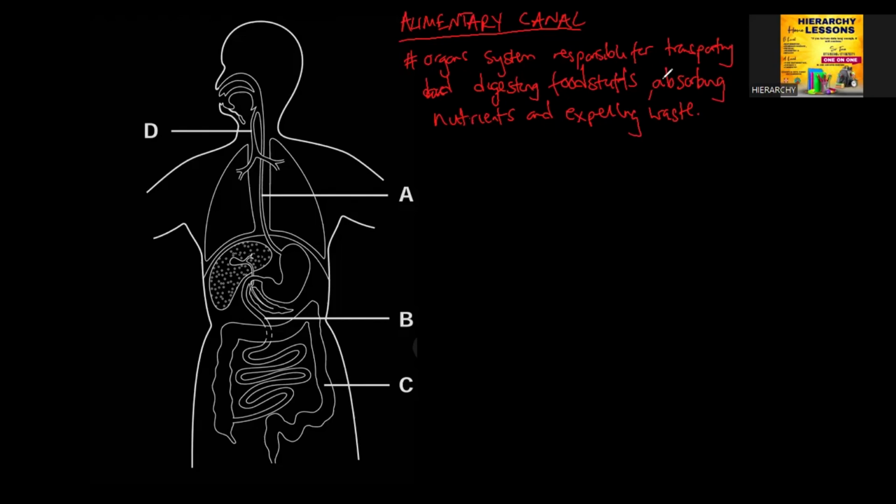So I want to look at the parts of the alimentary canal. They include the mouth. Then we have the pharynx, which divides into the nasopharynx and then the oropharynx. The oropharynx continues as the esophagus, labeled A here. From the esophagus we have the stomach, which is a bag, and then from the stomach we have the small intestines.